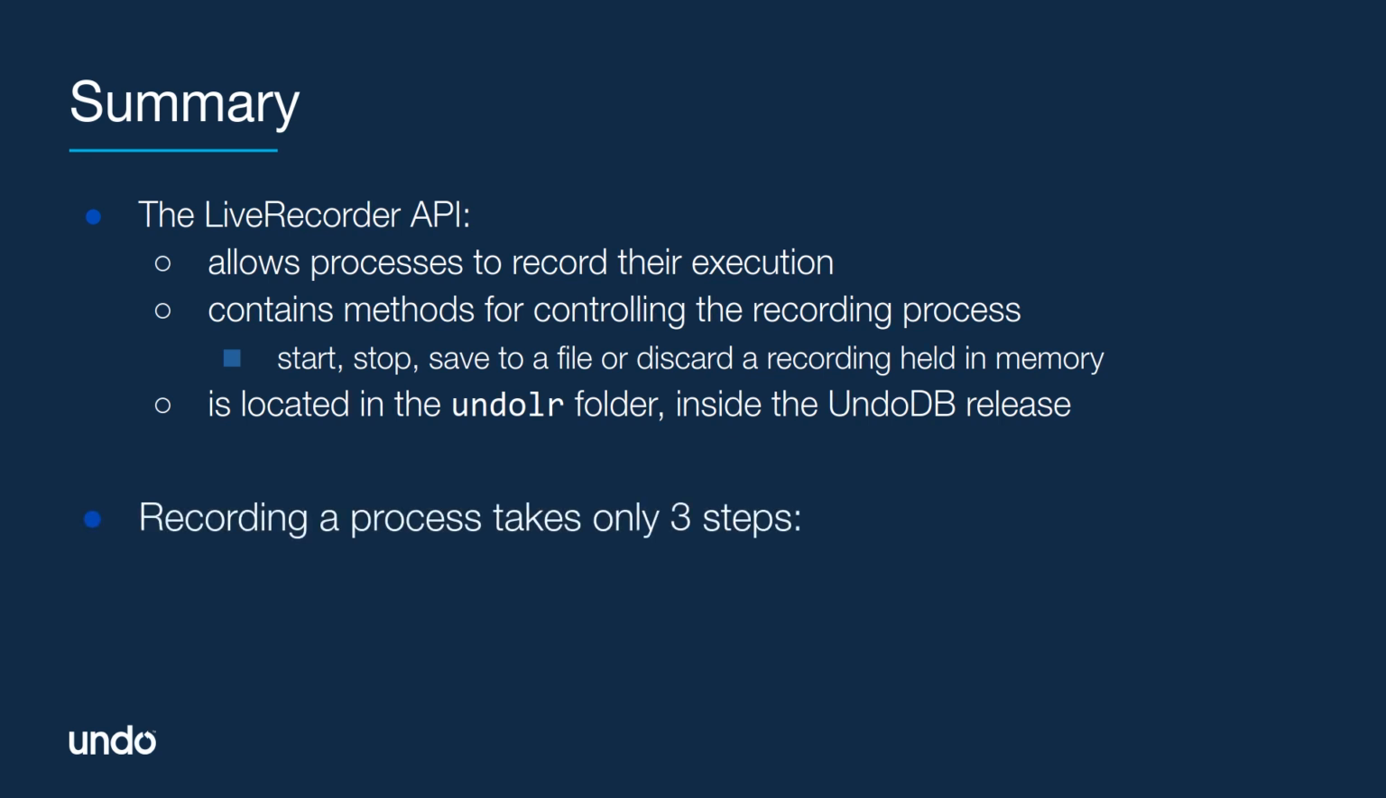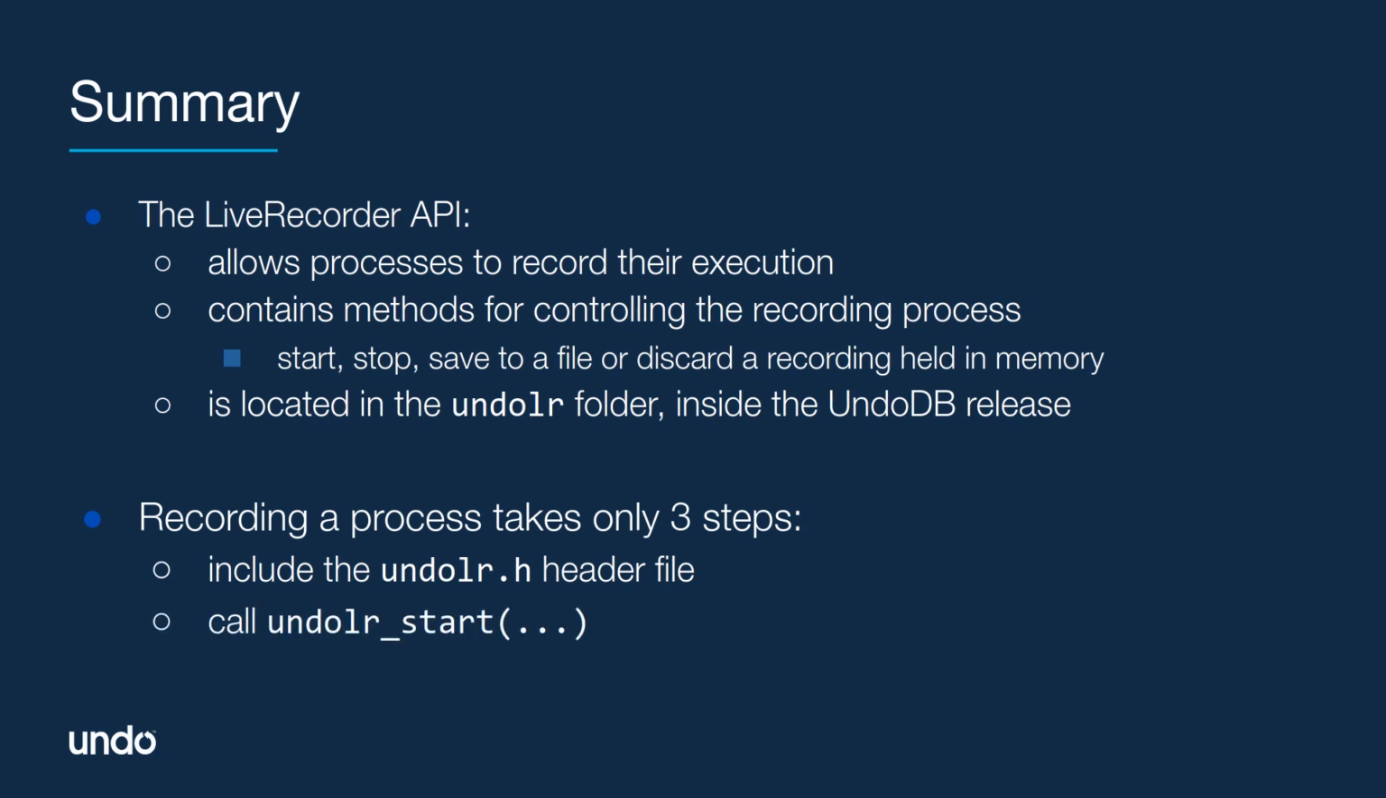Recording a process takes as little as 3 steps. The first is to include the UndoLR header file. Then we need to call UndoLR start in the location inside our code where we want recording to start. Finally, if we want a recording file to be generated when our process terminates, we can call UndoLR save on termination and pass it the file name for the recording to be saved in.